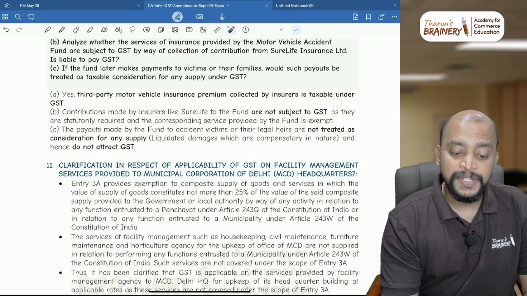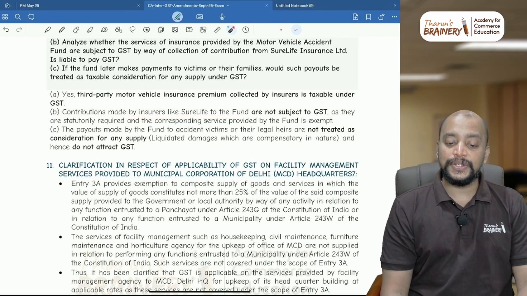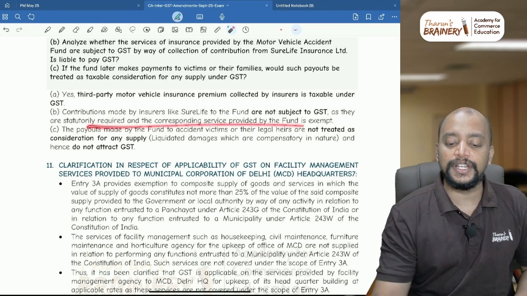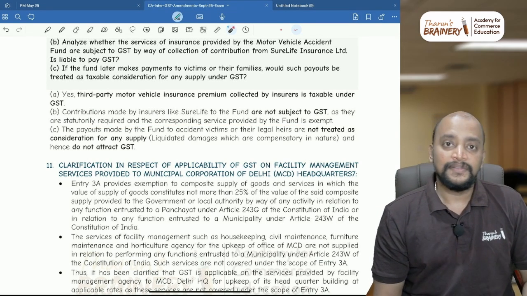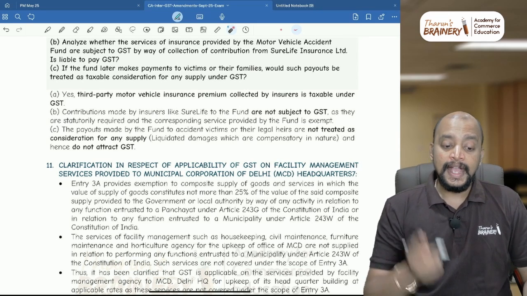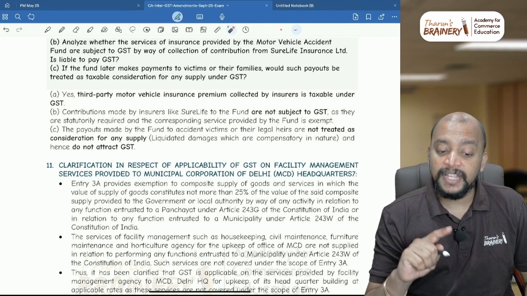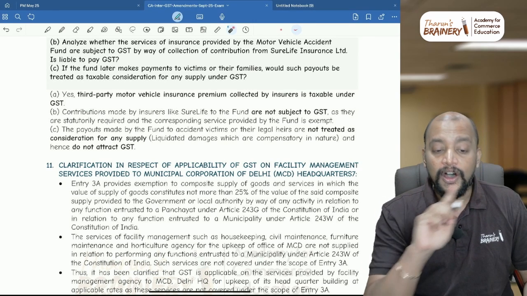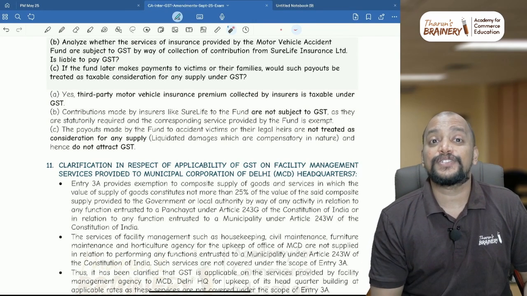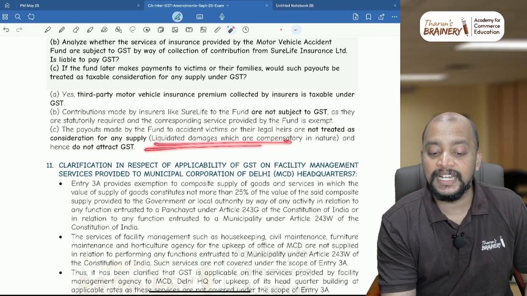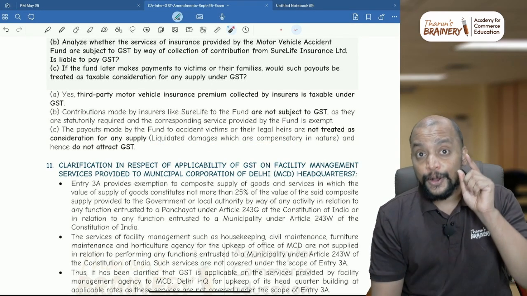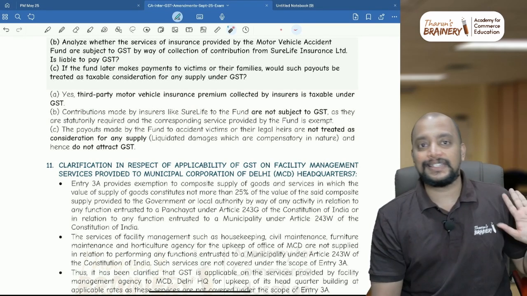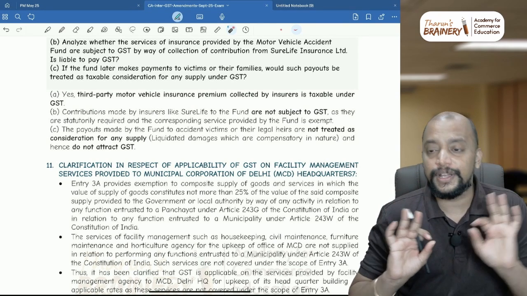Then contributions made by insurers like Sure Life to fund are not subject to GST as they are statutorily required to be paid, which is covered under the exemption. The payouts made by the fund to accident victims or their legal heirs are not treated as consideration. Why it is not treated as consideration? Because it will come under liquidated damages which are compensatory in nature and hence do not attract GST. So this is what you need to keep in mind.